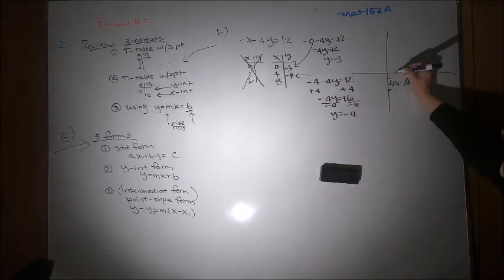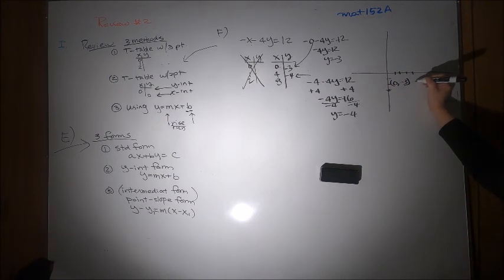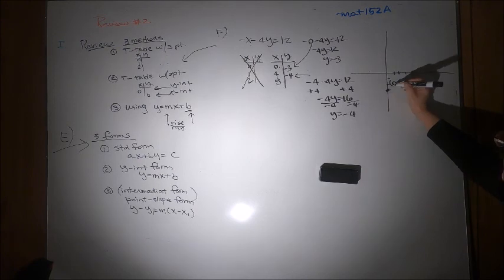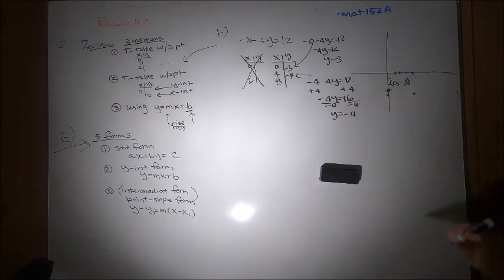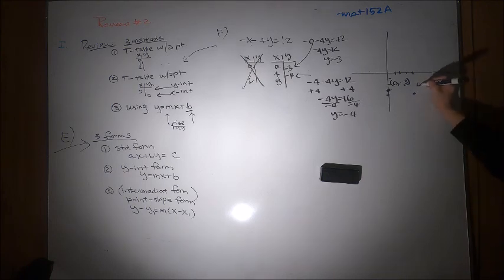So we have 4, 1, 2, 3, 4. 0, -3. 4 will be what? -4. Is that right? 4, -4.